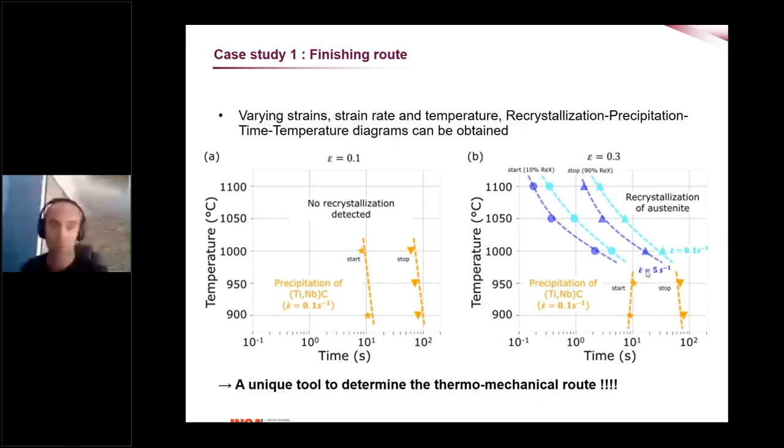And here you can see that we have also done some experiments with different strain rates, just because sometimes it's quite difficult to know exactly what the strain rate is in industrial conditions. And you can see there is an effect of the strain rate. When you increase the strain rate, you increase the driving force for the recrystallization of austenite. So as you can see, thanks to that type of experiment with the Gleeble, it's really nice and easy to know exactly what you should use as processing parameters in real life.